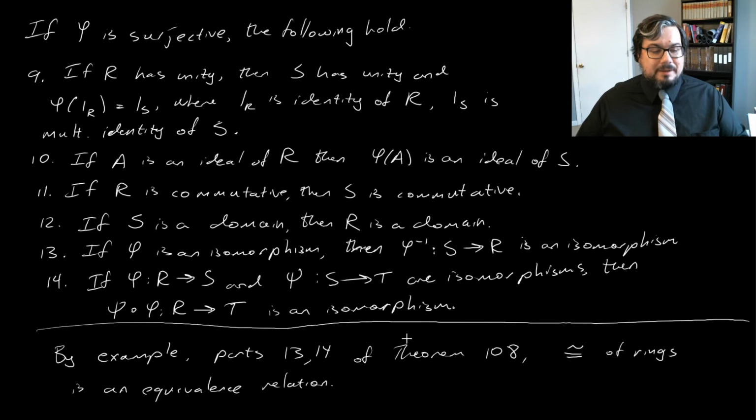Isomorphism is symmetric. And then finally, 14 can be re-expressed as saying that if R is isomorphic to S and S is isomorphic to T, then R is isomorphic to T. In other words, isomorphism is transitive. So isomorphism of rings, just like isomorphism of groups, is an equivalence relation.